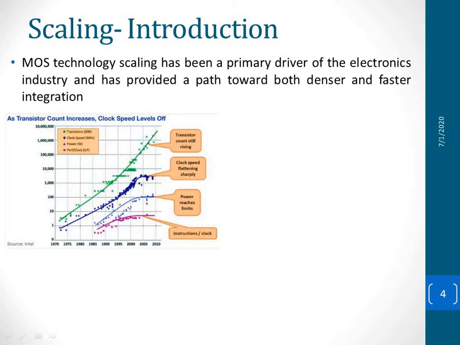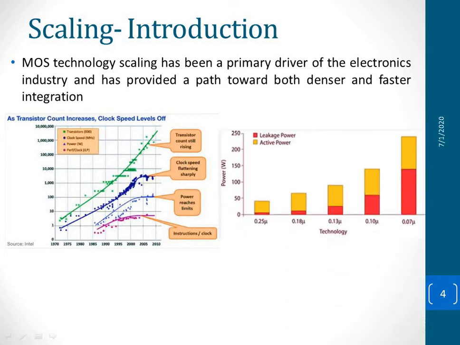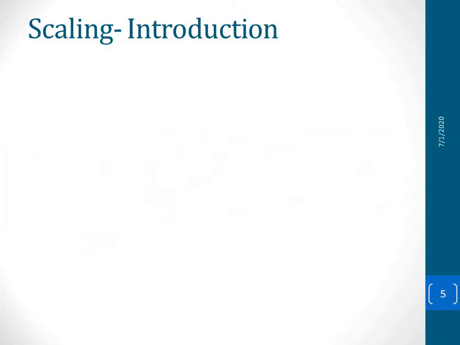And if you look at the leakage power and active power in any MOS circuit or MOS technology, the yellow ones indicate the active power, and the leakage power is the pink or red color ones. As the technology is improving, you can see the active power is also increasing, but this active power requirement has to come down again. That means the power also has to be scaled down.